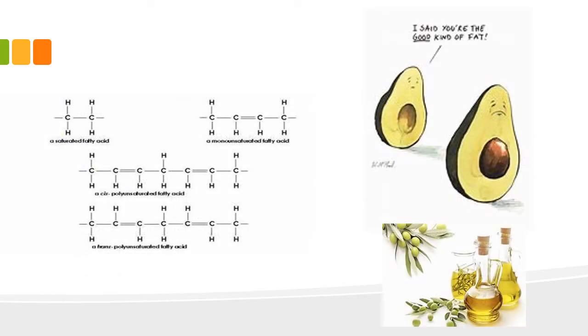Here's the diagram that shows the different carbon and carbon bonds of a saturated fatty acid, monounsaturated fatty acid, polyunsaturated, and then an A-frame polyunsaturated fatty acid. Just a little joke here with these avocados. There really is good fat. Our body needs it. And the best forms of fat are usually found in polyunsaturated fat, such as in your avocados, your omega-3 fatty acid fish like salmon and mackerel, and your olive oils.